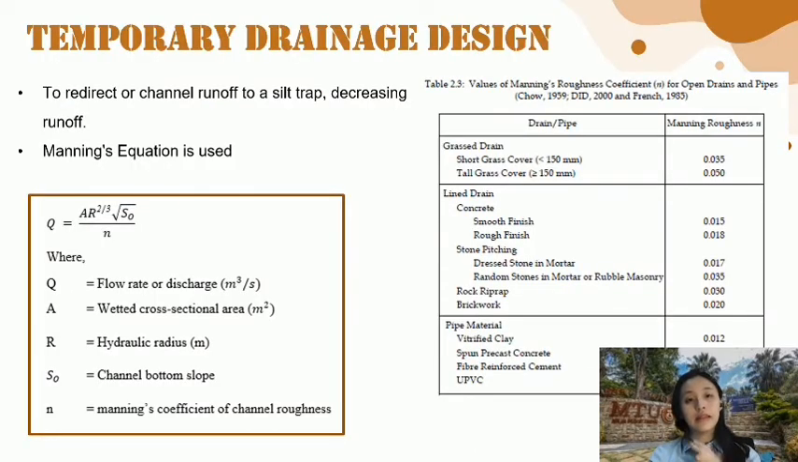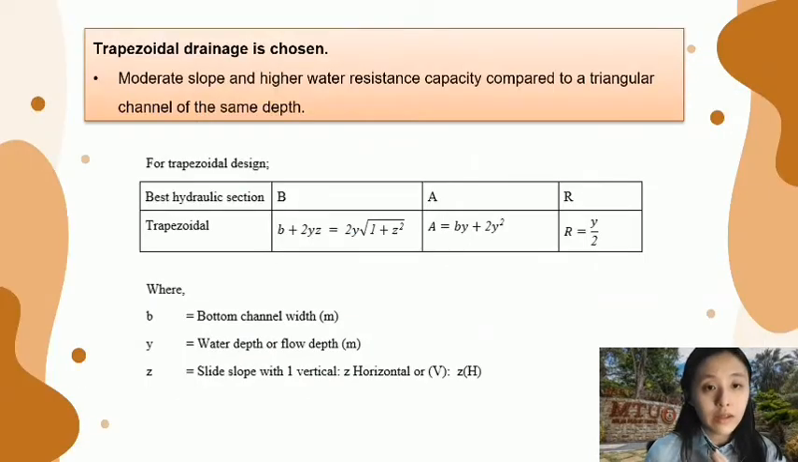Next, we have to design a temporary drainage to redirect or channel the runoff to a silt trap. Manning's equation is used to estimate the flow rate in the temporary drainage, where in this formula, the Manning's coefficient is obtained from MASMA table, and in our project, 0.02 is used as our Manning's roughness. Trapezoidal drainage is chosen because it has a moderate slope and higher water resistance capacity compared to a triangular channel of the same depth. And this is the formula used to determine the bottom channel width, the area, and the hydraulic radius of the trapezoidal drainage.